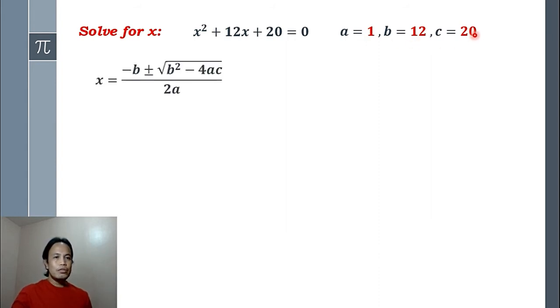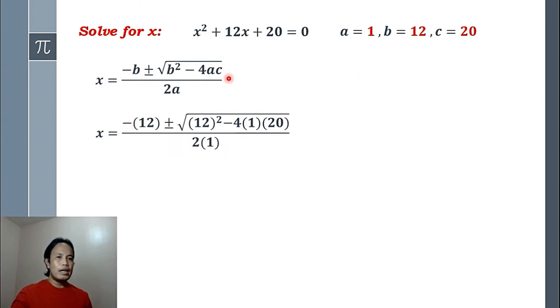Now we will substitute these values to the quadratic formula negative b plus and minus the square root of b squared minus 4ac over 2a. So to substitute this value, we have the negative here, so we copy the negative. Our b is 12, so we have here 12 plus and minus the square root of the same. Our b is 12, we have 12 squared. We copy minus 4. Then our a is 1 and our c is 20. Then that's over 2 times a is 1.